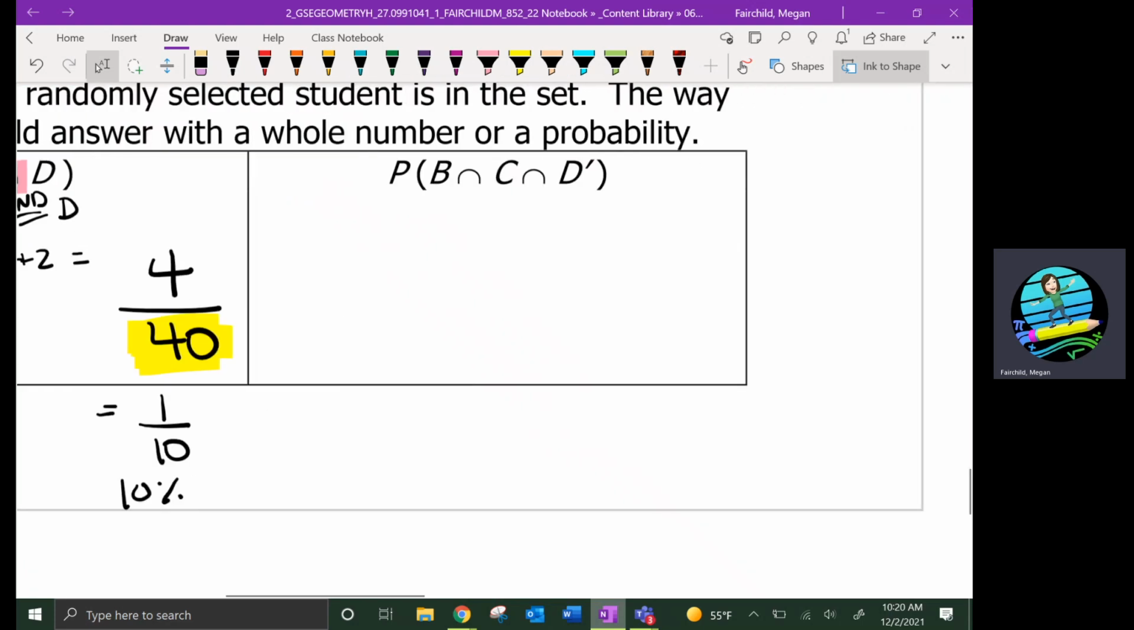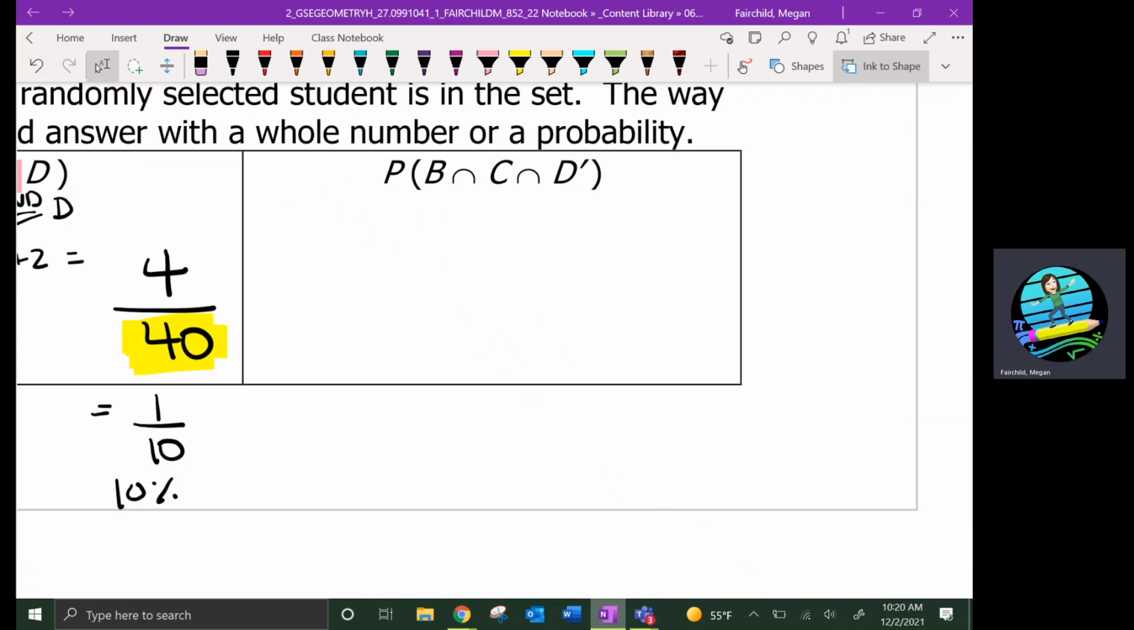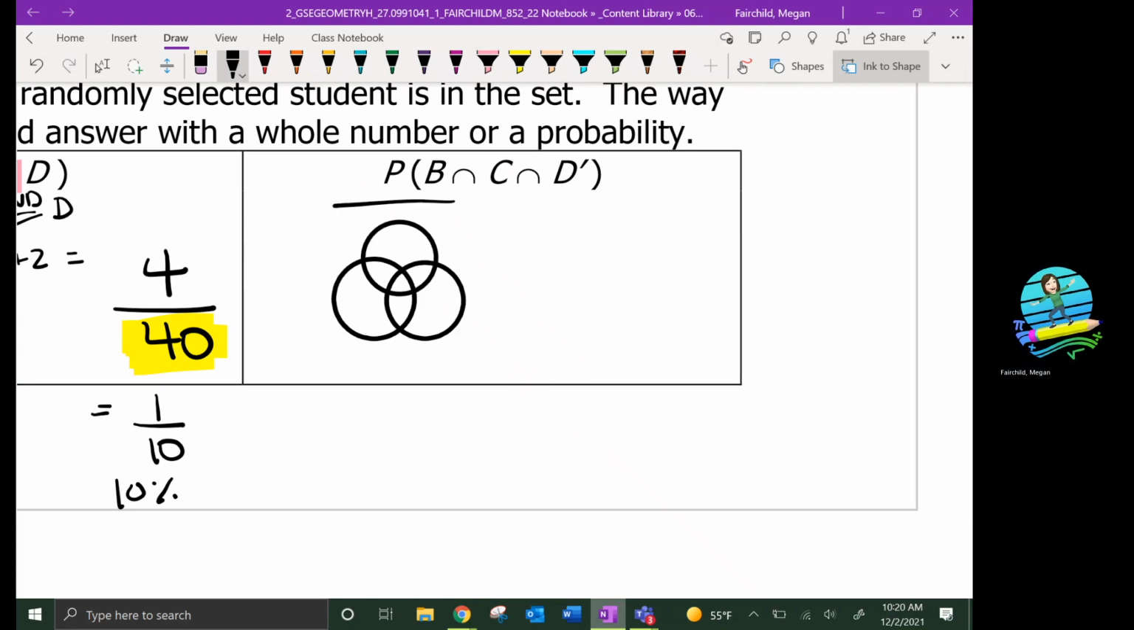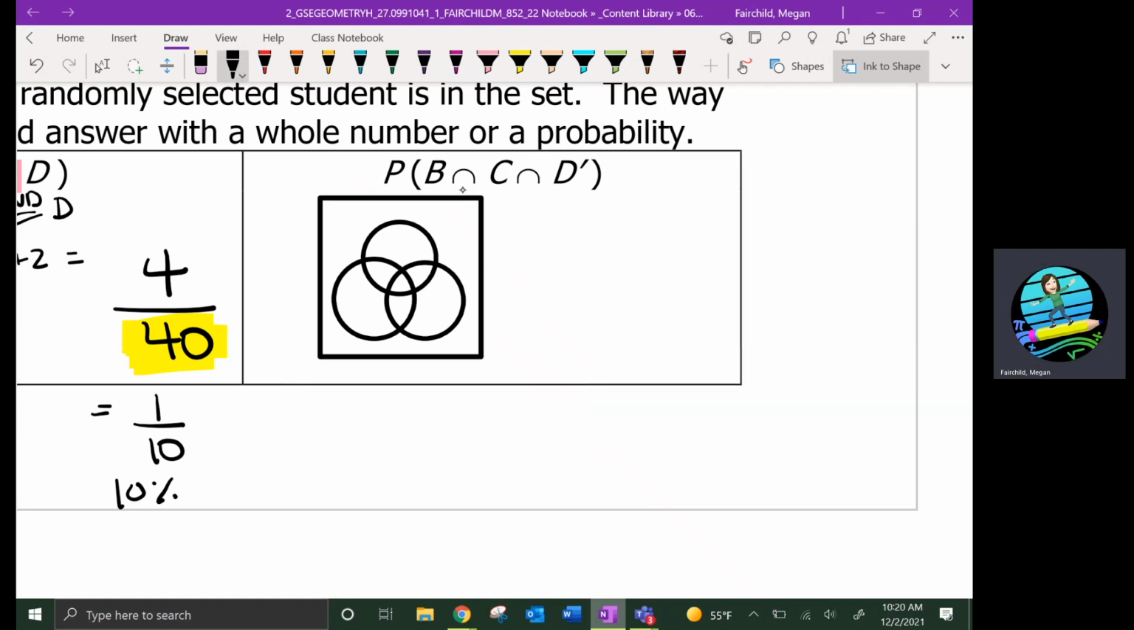The last one is a little cray-cray, but we can do it. So we have our 3 circles. We have B and C and not D. Your choice how you do it. I would probably shade B, and then I would shade C, and then I would shade not D. So not D is all of this out here. Well, what are they asking for? Where these all overlap. So where do they overlap?